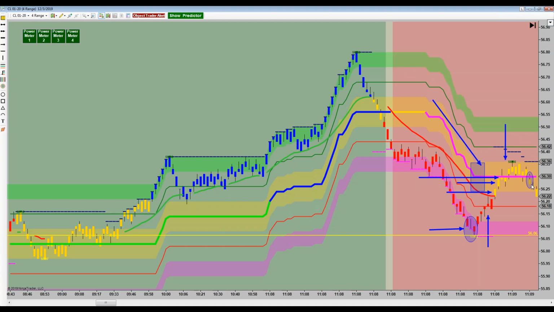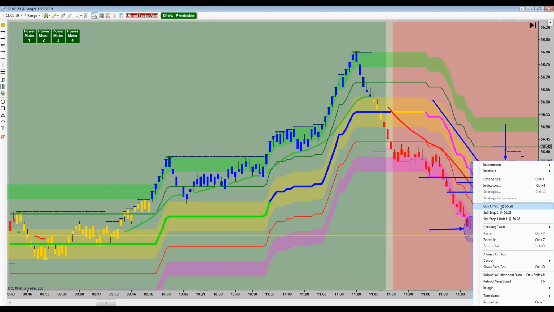Draw a box around these candles, yes. And it would look something like this. That would be an Object Trader region box enabled for short only. Close outside the box would be filled short on the close of this bar right here. Yes. Let me make sure I'm in sim. Yes. Okay, good. All right.